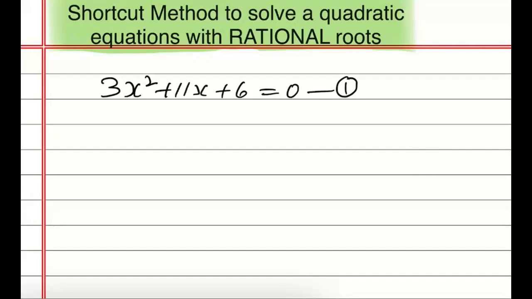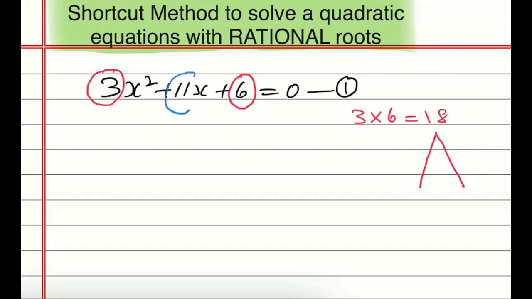In order to write the roots of this equation directly, first consider the product of the coefficient of x² and the constant of the quadratic equation, that is 3 into 6, 18. Now factorize 18 so that the sum of these two factors is 11, because 11 is the coefficient of x. Now we can write this as 9 and 2. 9 plus 2 is 11, and 9 into 2 is 18.